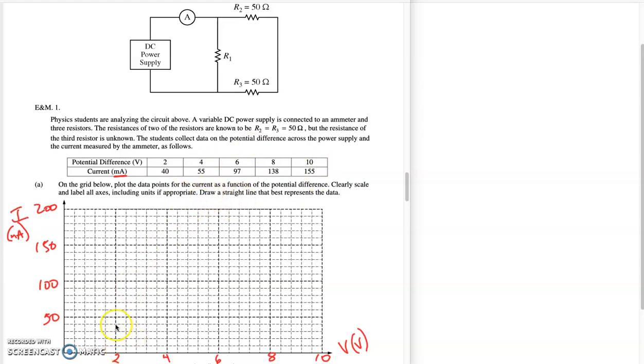And as we plot these guys, we'll have to go over to 2, to 4, over to 4, up to 55, over to 6, up to just under 100. 138 will be just under this guy. And then 155 will be that guy. All right, this looks like a little bit of a zigzag, and they did tell us draw a straight line. So I'm going to pause the video and get my ruler and draw a straight line.